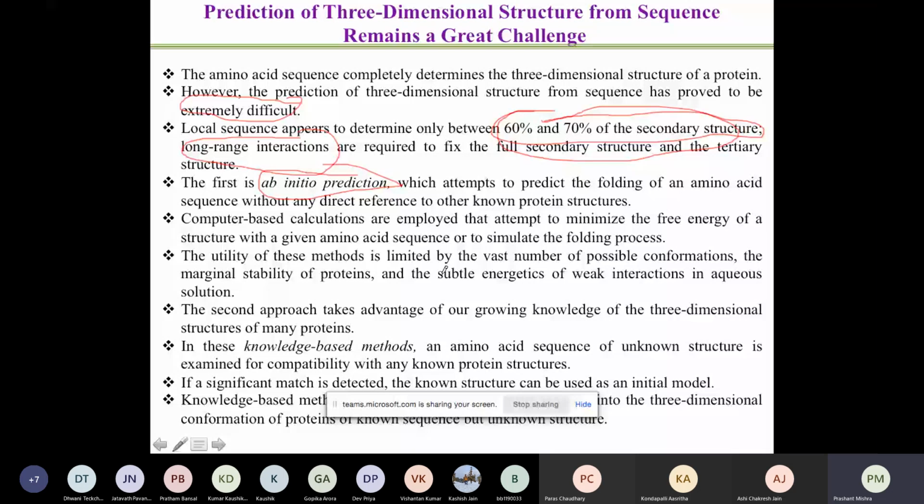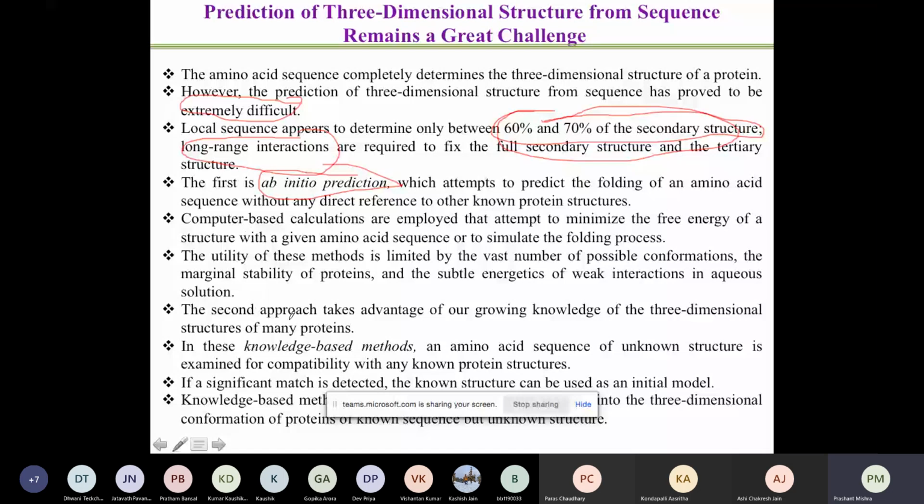One way is that I feed the computer, saying that these are the amino acids which are going to give you alpha helix, and these are the amino acids which give you beta sheet, and that's the way we predict the folding into the three-dimensional structure. But that failed. That didn't work. In this method, there were many possibilities, a marginally stabilized protein, and the subtle energy of weak interactions in aqueous solution. So that's why this prediction was not foolproof.